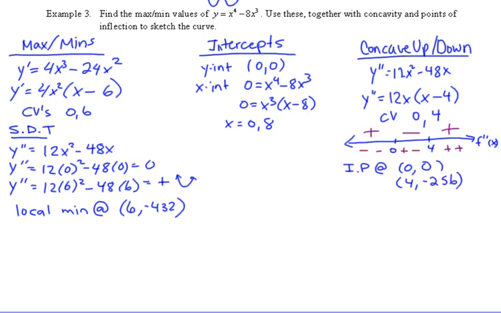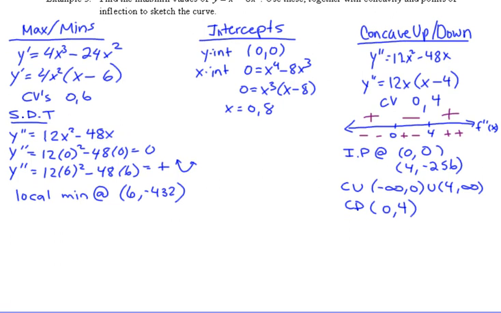Okay, we also want to know where it's concave up, concave down. So concave up, negative infinity to 0, union 4 to infinity, concave down, 0 to 4. Okay, so we didn't do increase, decrease. Let's see if we can figure it out without it.